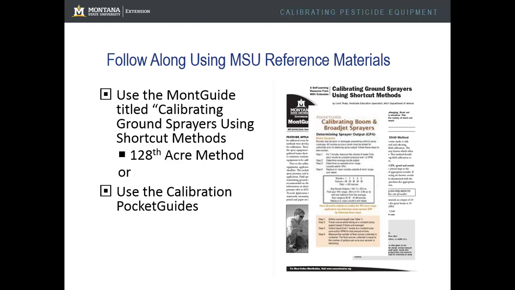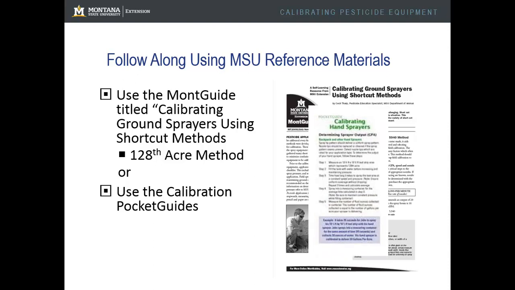However, they are specialized into 2 publications. The first pocket guide focuses on calibrating boom and broadjet sprayers, while the second pocket guide focuses on the calibration of hand sprayers. All resources can be accessed on the MSU Pesticide Education website at www.pesticides.montana.edu, by selecting Publications and Resources.